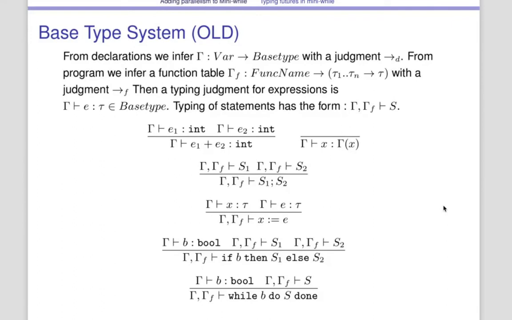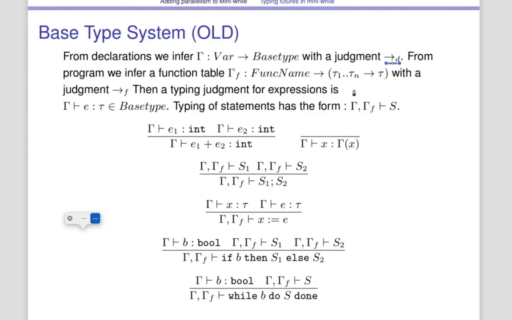So before doing that, what I first need to do is recall the previous type system we had in our previous semantics, that is without futures but with functions. So what we used to do is that from variable declarations, we could infer a typing environment that is a mapping from variable to base types. And this was done by a judgment that was denoted ROD. So this judgment was taking a set of variable declarations and producing a mapping gamma.